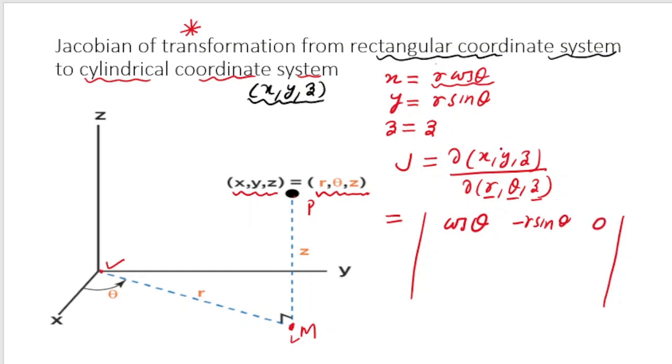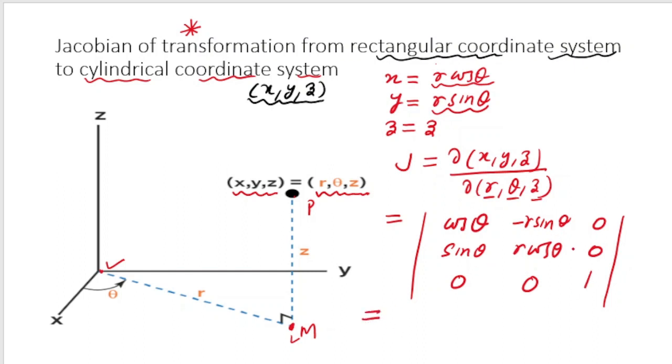Now if I fix y, meaning r sin theta, and I differentiate it with respect to r, theta and z. So with respect to r, I will get sin theta. With respect to theta, I will get r cos theta, and with respect to z, I will get 0. And then del x by del z will be 0. Then del y by del z is 0, and del z by del z is equal to 1.